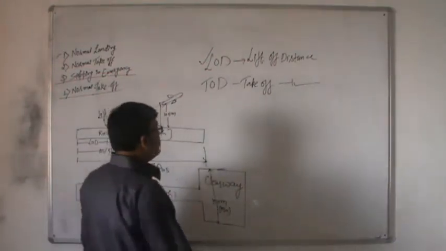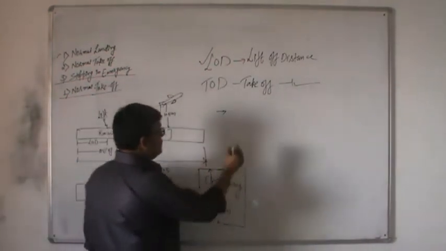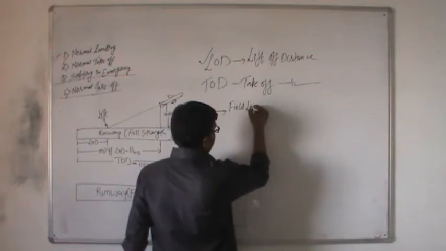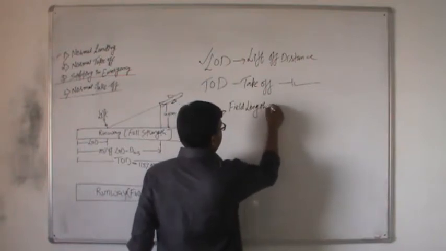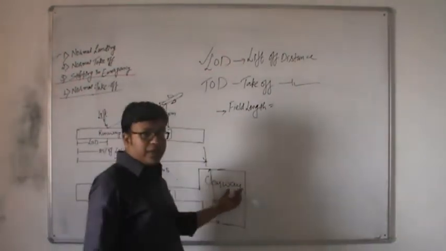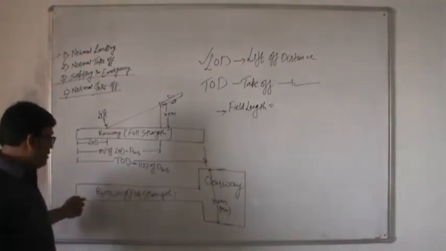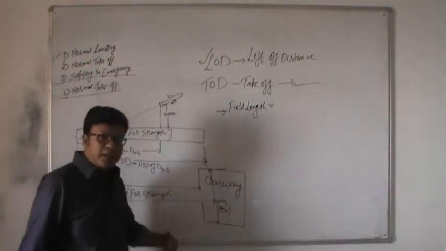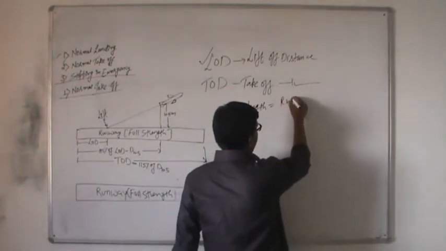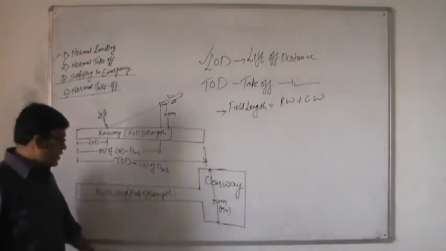Here we can remember some of the formulas. First is the field length. What is the field length? Here we can see this is the runway of full strength and this is the clear way. So from this point, this will be the field length. It will be nothing but the runway plus the clear way that will give us the field length.